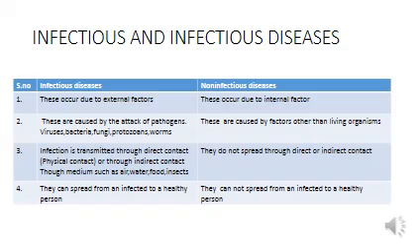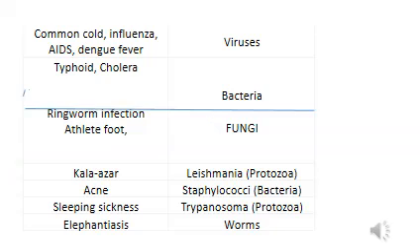Now, coming to the infectious diseases, as we know, they spread through air, water, food, physical contact, sexual contact, and insects. The causative agents of these diseases are called pathogens or infectious agents. They may be virus, bacteria, fungi, and different kinds of worms.